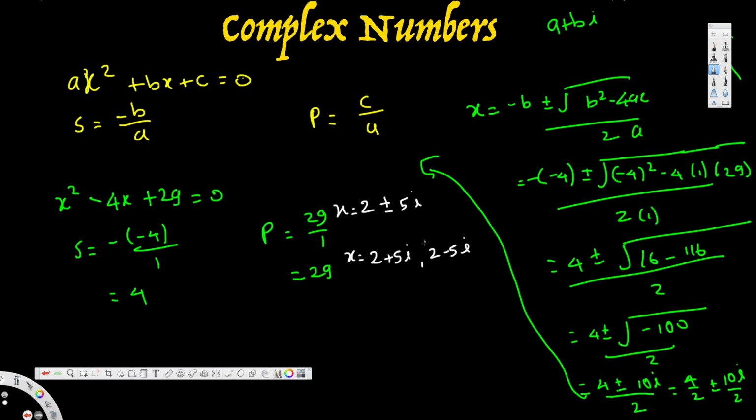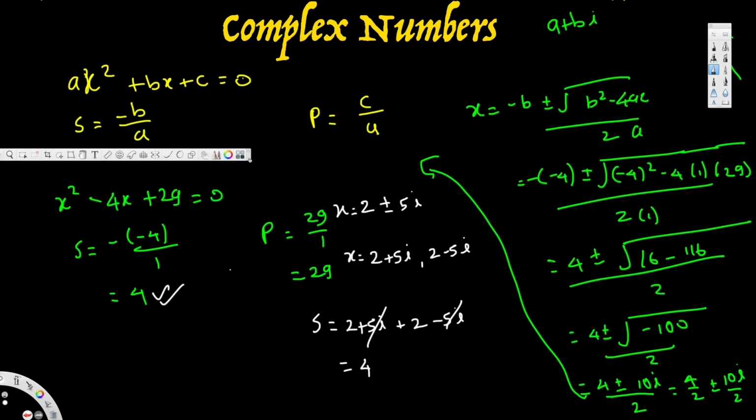Now let's go ahead and check the product and sum. Sum is basically we just add these two numbers together. Sum is equal to 2 plus 5i plus 2 minus 5i, and here you can see 5i cancels, therefore the sum is going to be 4, and here we got 4, so this is right, we verified this one.